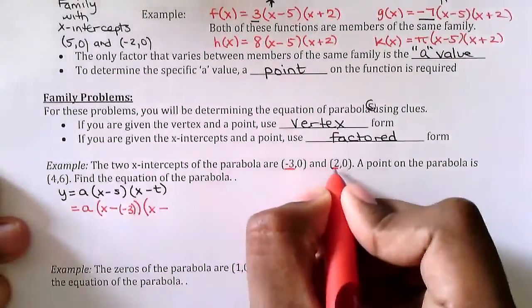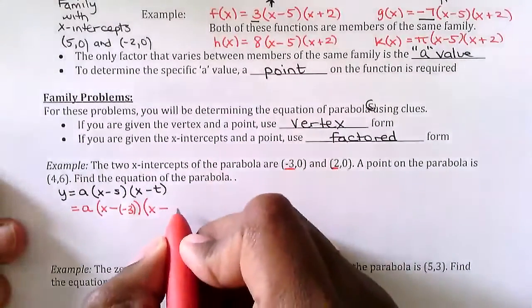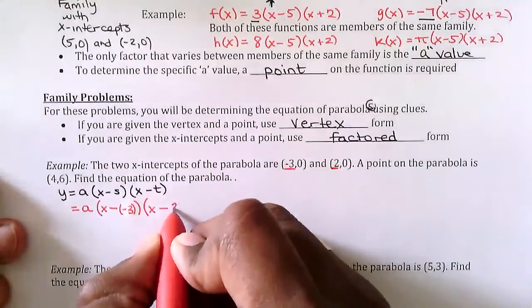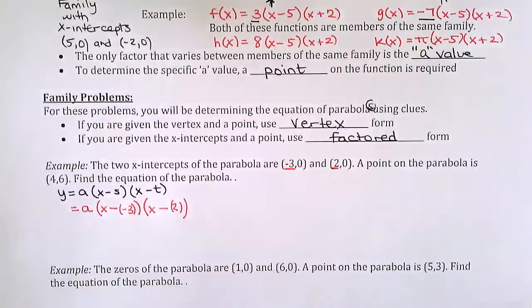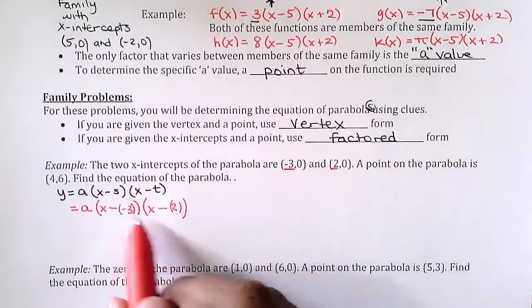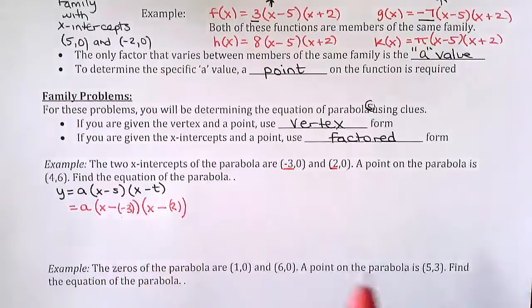And here, again, the 2 is an x-intercept. It should be a part of my factor. I'm going to put it in as my t. Something to keep in mind, the order of these doesn't matter. So if you put 2 here and -3 here, it wouldn't matter.